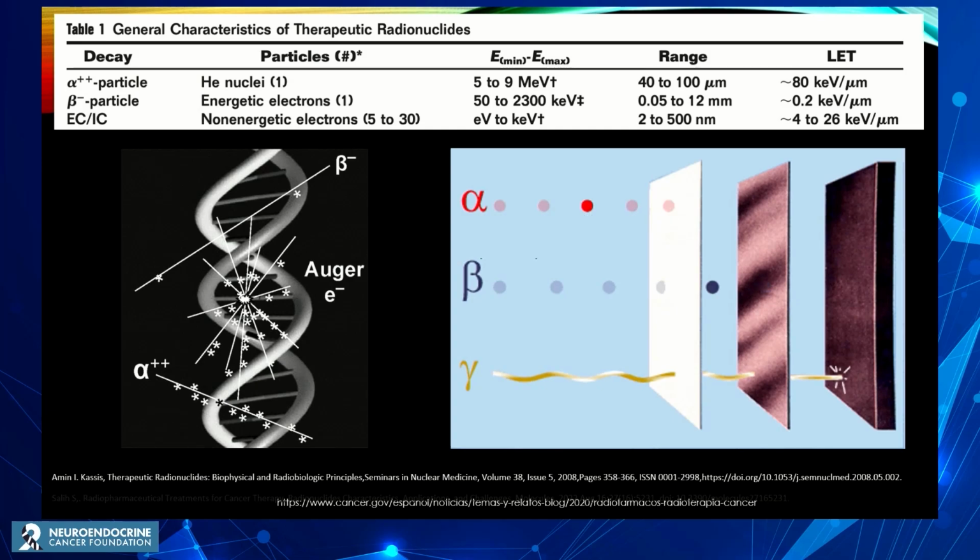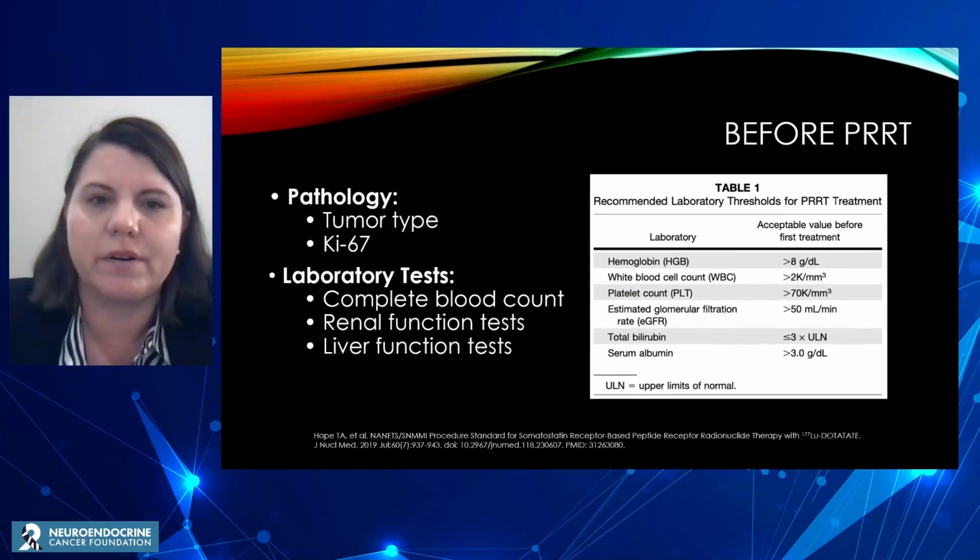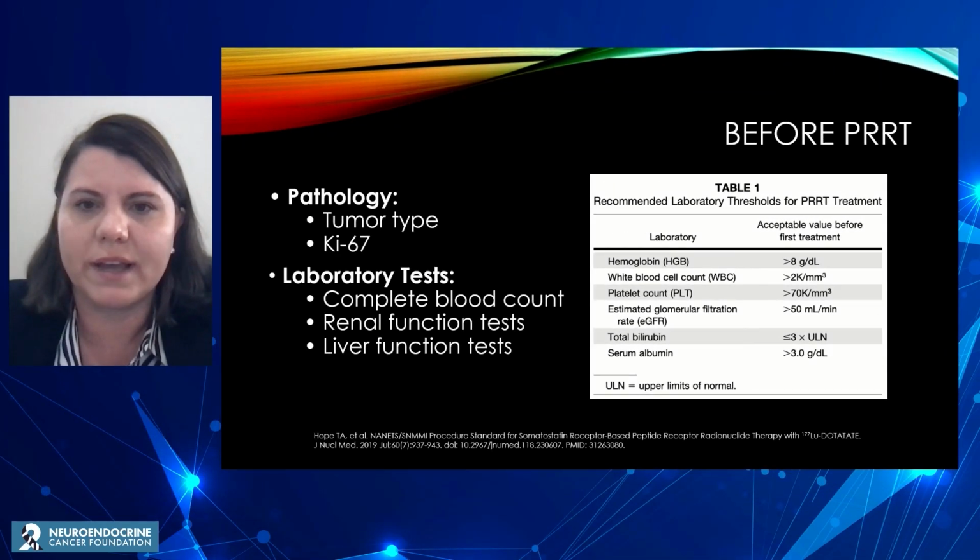Otherwise, you can notice that if you don't have this double or crossfire, you will not be able to destroy this DNA chain. Very important to remember: before PRRT, we need to know exactly what type of tumor you have.